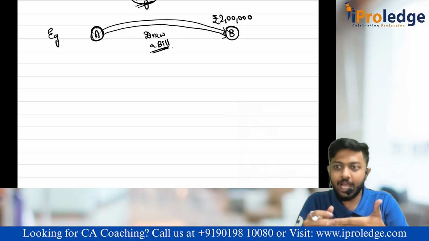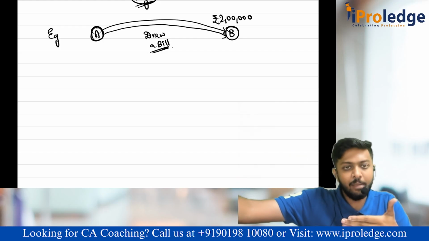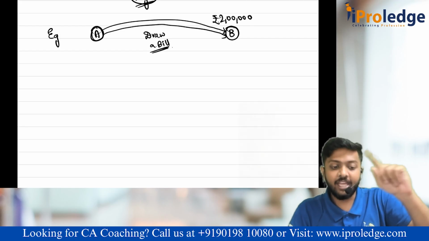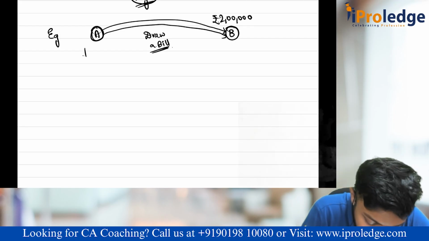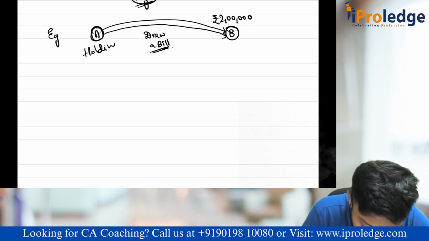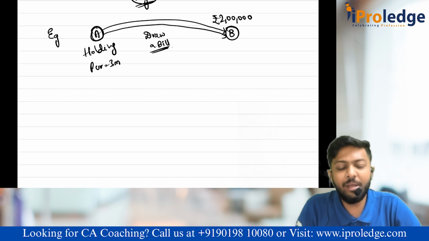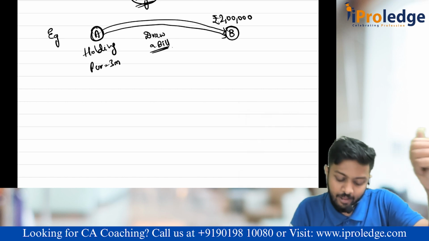Okay. Now, who has the bill of exchange? First, A drew it and sent it to B. B accepted it and sent it back to A. Now, the holder of the bill is A. Suppose the period of the bill is 3 months. That means, as per the bill, B will pay A after 3 months.